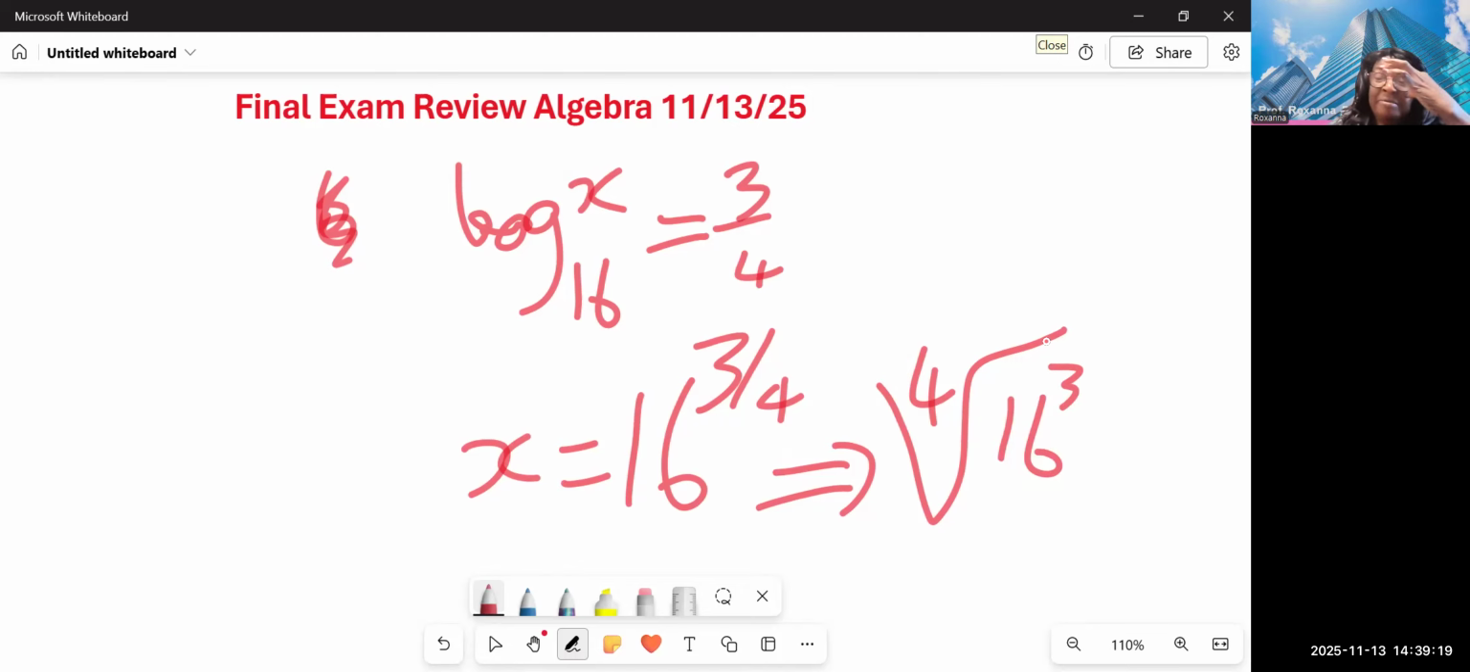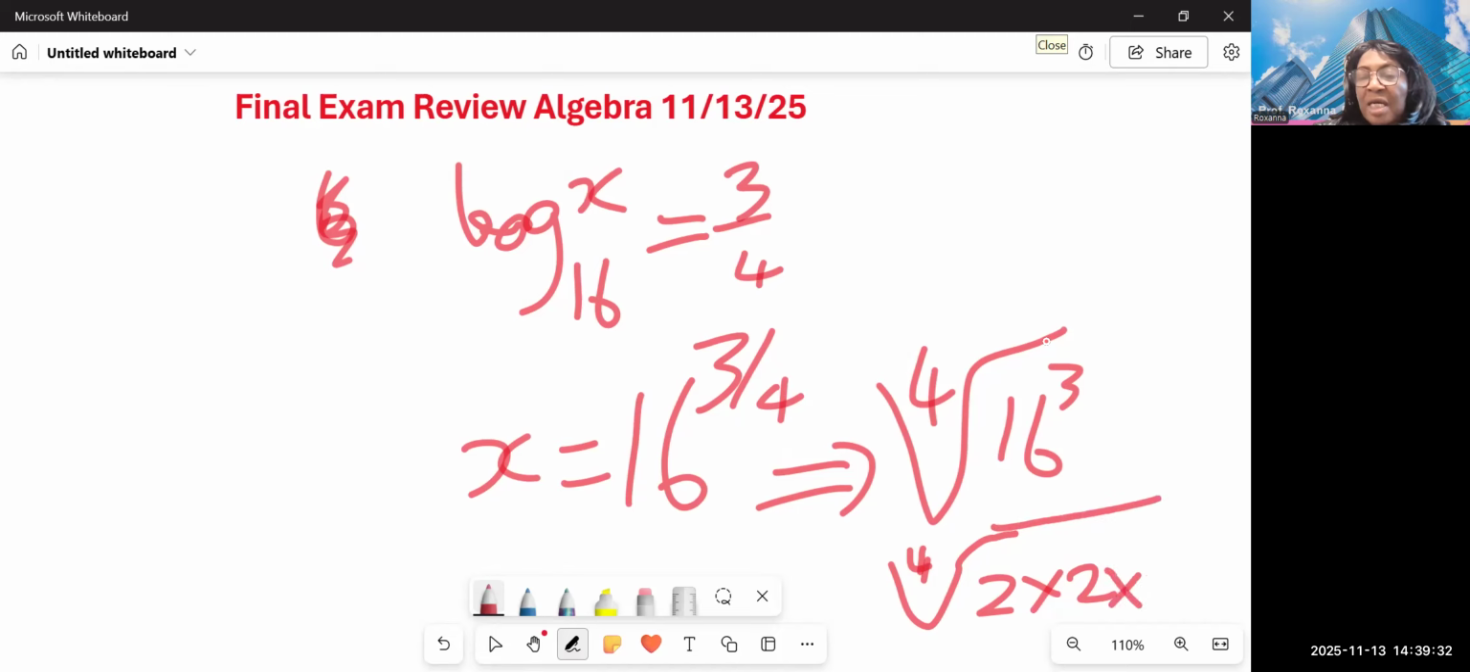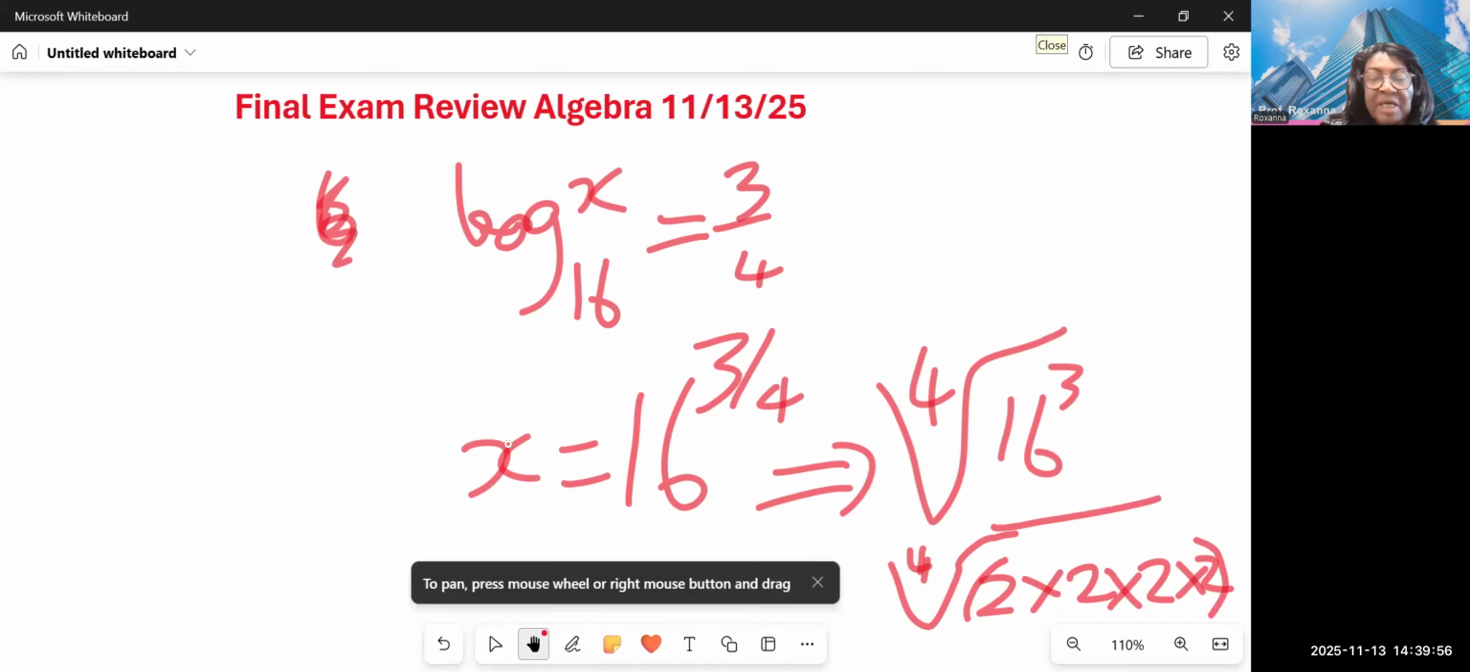And then I can rewrite it. 4th root, this is 4 here. And 16 is 2 times 2 times 2, that's 8 times 2. Remember that, so I just wrote 2 to the power, and then I have, let me move it a little bit.